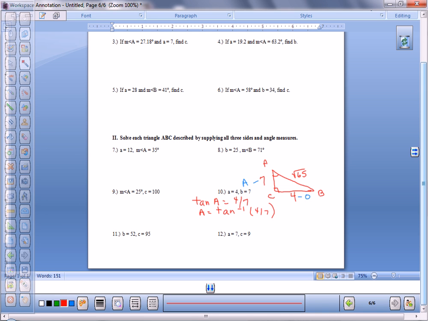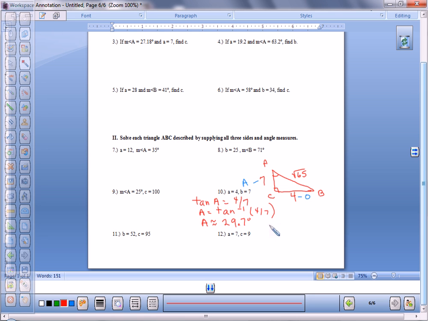All right, so when we punch this in, what did you guys get for the measure of angle A? 29.7. Now, Ms. Willoughby, do you only do that when it's a fraction? You only use inverse when you're looking for the angle measure.